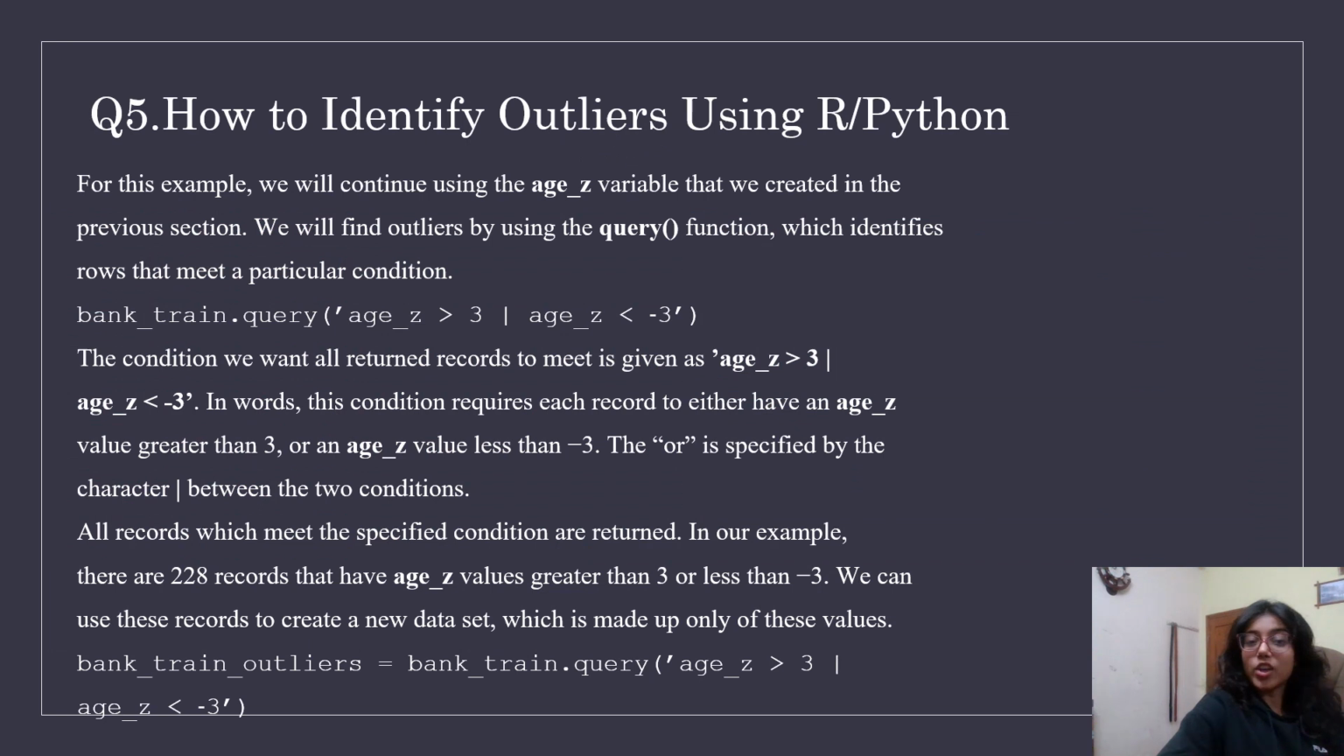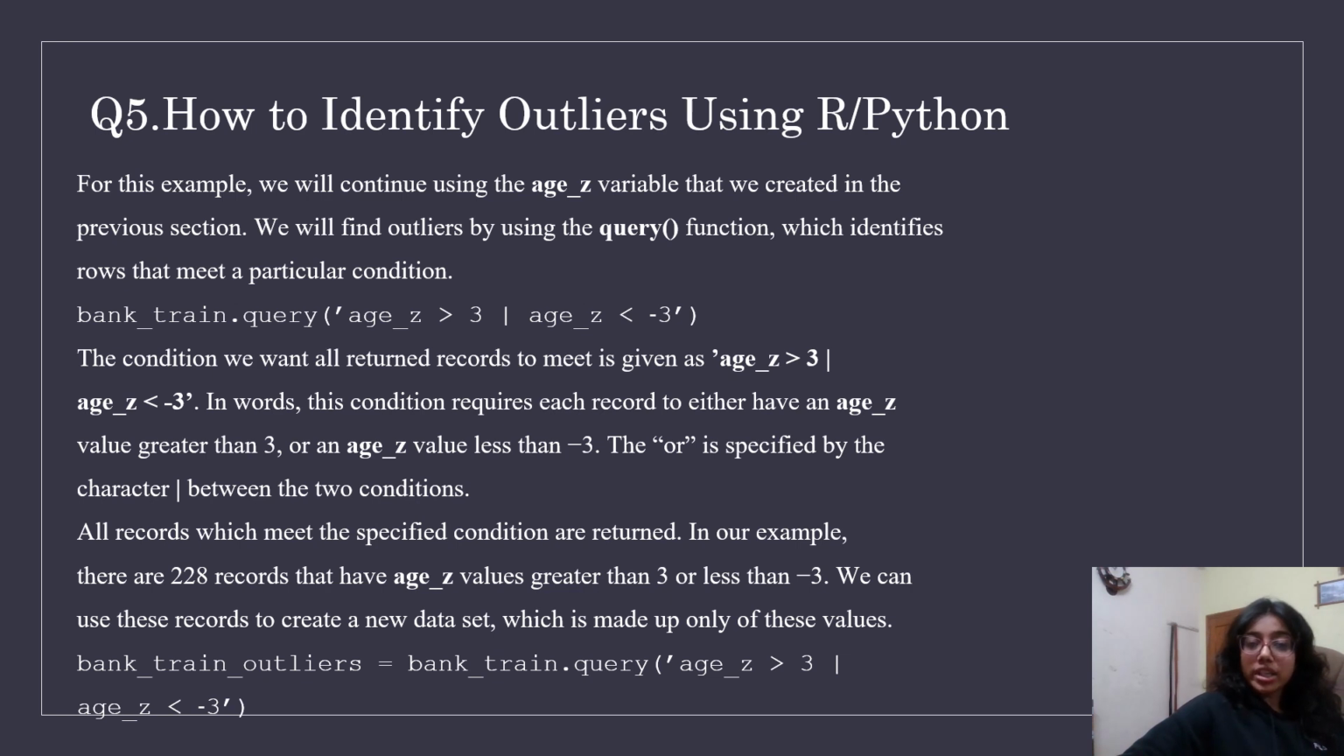So now question 5: how to identify outliers using Python. For this example, we will continue using the age_z variable that we created in the previous question 4. We will find outliers by using the query function, which identifies rows that meet a particular condition.